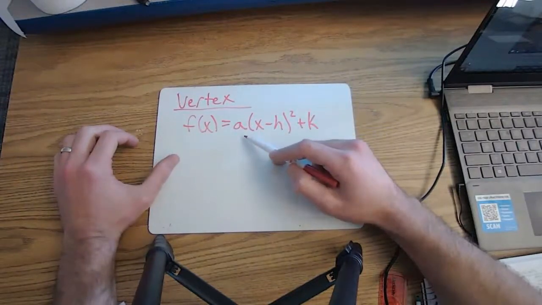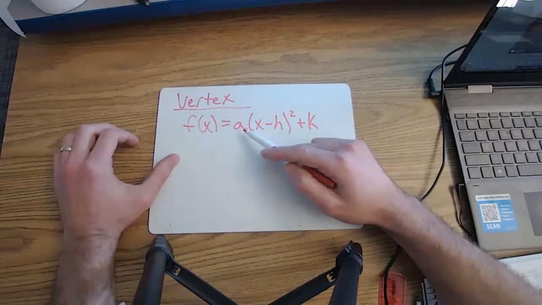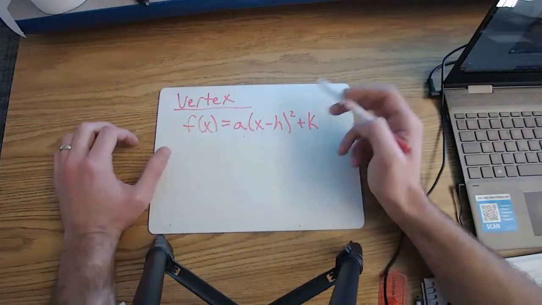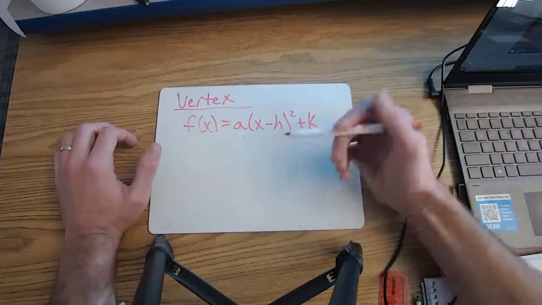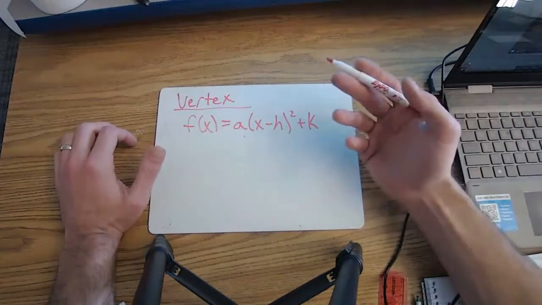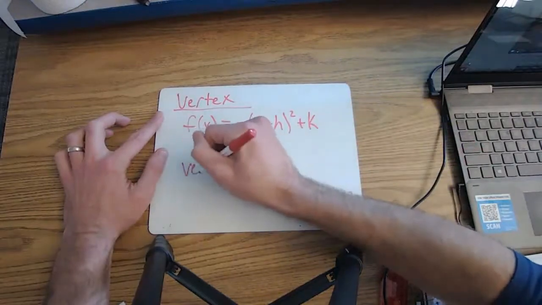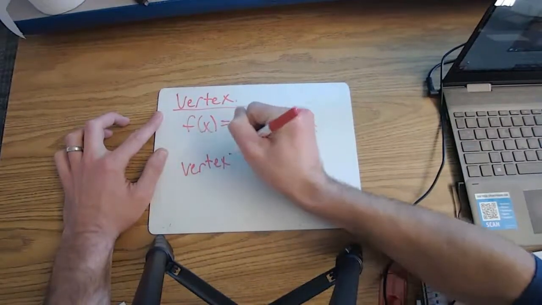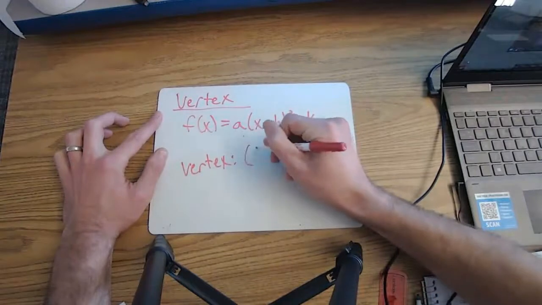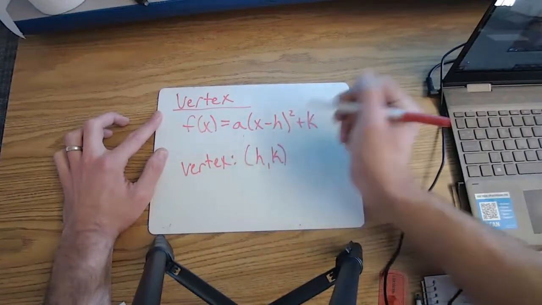Okay? If a is positive, it's up. If a is negative, then it's facing down. But h and k are just like in absolute value. With vertex form, as you can guess, you can find your vertex. Okay? And it is at (h, k).